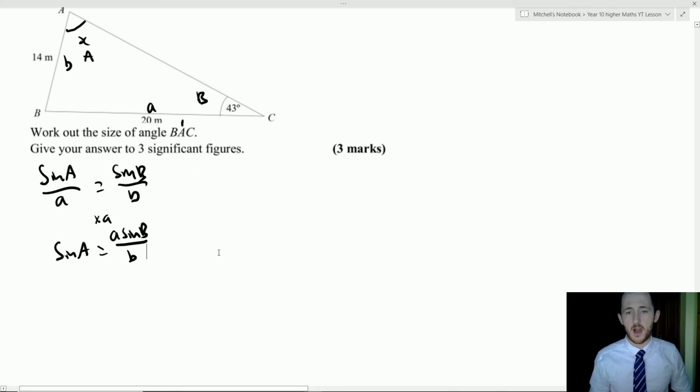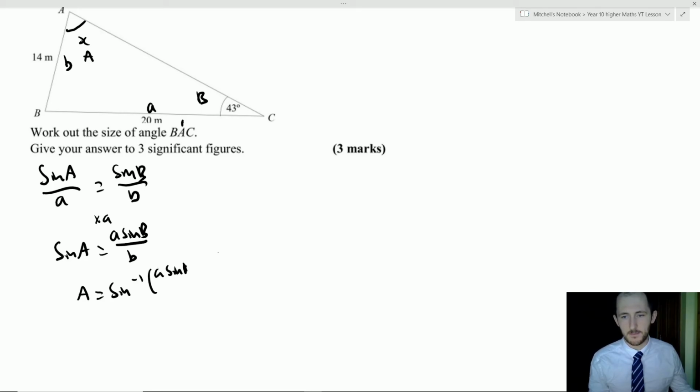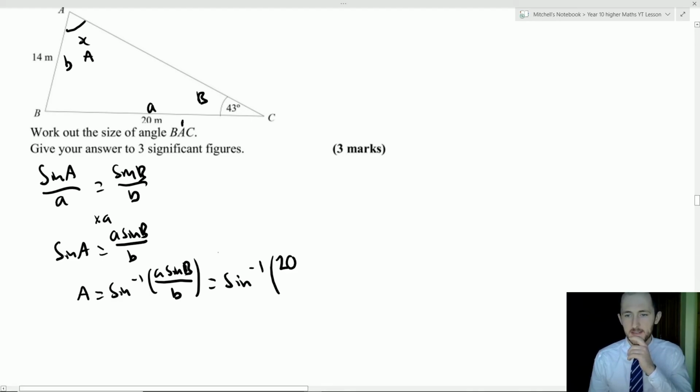And again, since we're working out an angle, what we want to do is inverse sine it. So we have A equals inverse sine of A sine B over b. Now let's sub in the numbers. A is 20, and it's in meters this time. Sine of angle B, which is 43, over 14.